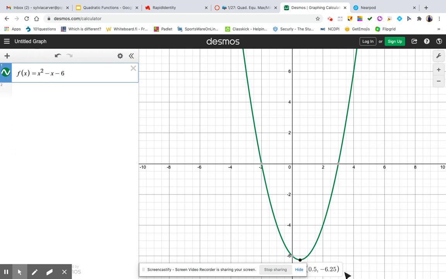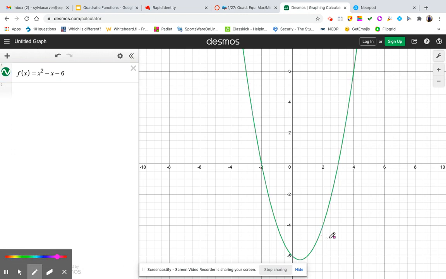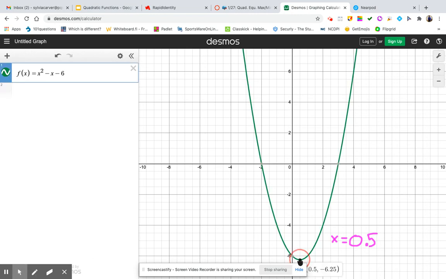And your axis of symmetry is the x coordinate. So that would be x equals, and I believe that point was a half. So the equation for the line of our axis of symmetry would be x equals 0.5. So there it is there. It goes with the x coordinate of your vertex. So my axis of symmetry is x equals 0.5, and there it is right there.